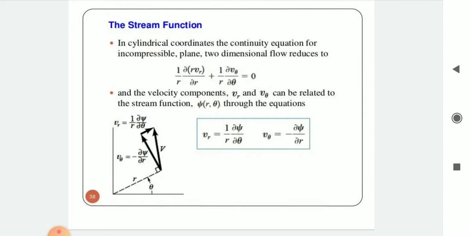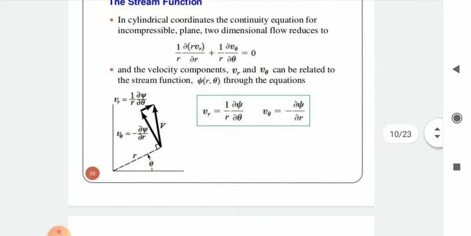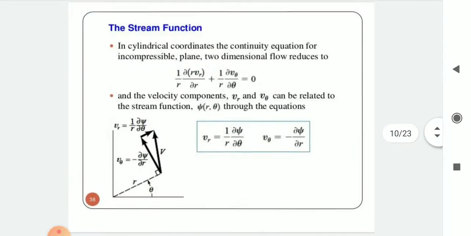See the figure. The velocity components vr and vθ can be related to the stream function psi in the coordinates r and θ through the equations vr = (1/r) ∂ψ/∂θ and vθ = -∂ψ/∂r. Okay, so this is the stream function. Then what are the properties of stream function?